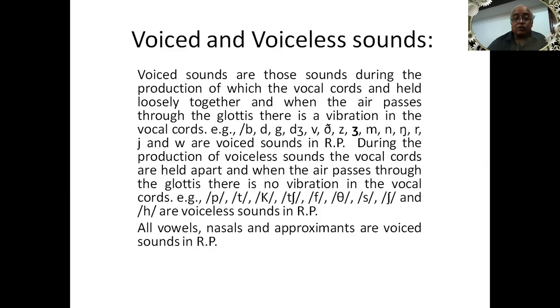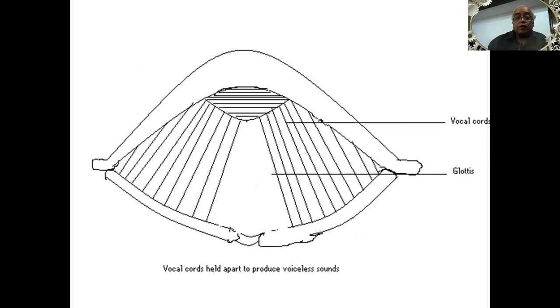All vowels, nasals, and approximants are voiced sounds in RP. Now let's look at this picture. This is inside the glottis. These are the vocal cords. So there is a gap here. When the air passes through this glottis, we get voiceless sounds.